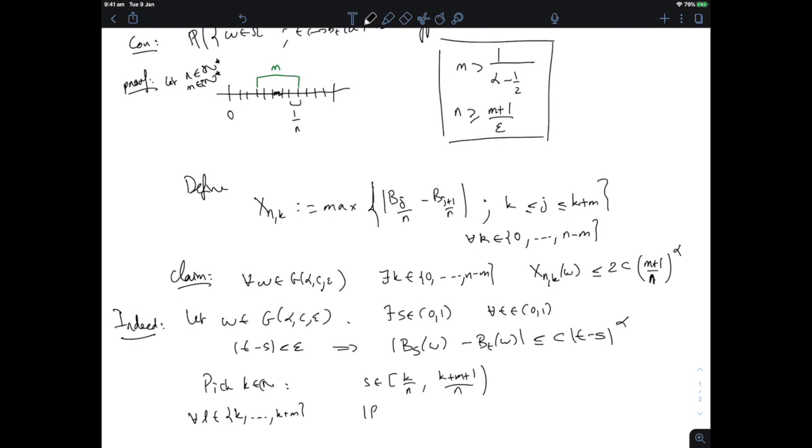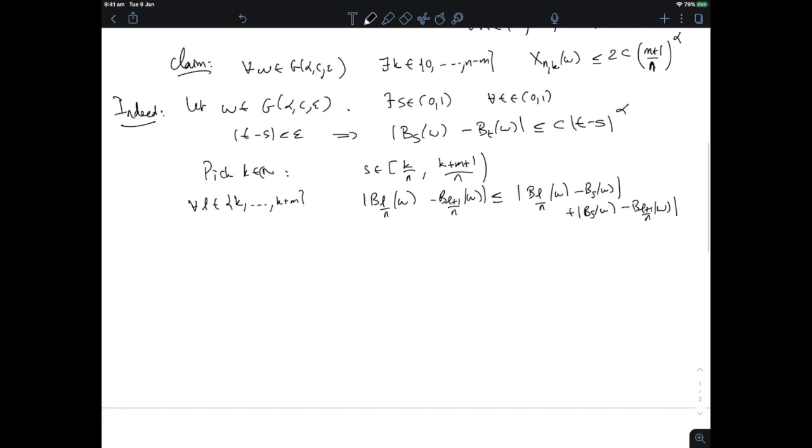So what I can say is that |B_{L/n}(ω) − B_{(L+1)/n}(ω)|, I can use the triangle inequality, right? And I can compare that to |B_{L/n}(ω) − B_s(ω)| + |B_s(ω) − B_{(L+1)/n}(ω)|. But what happens now is, how close is L over n to s? Well, it is at most (m+1)/n away from s.